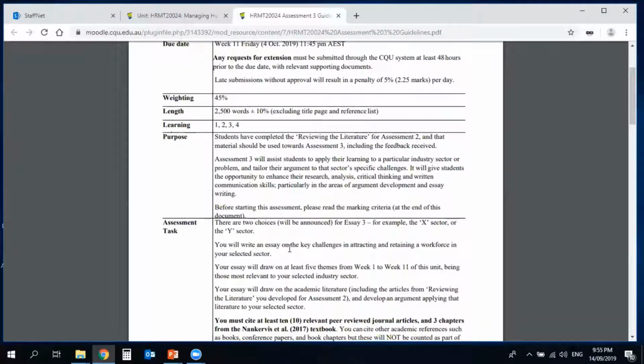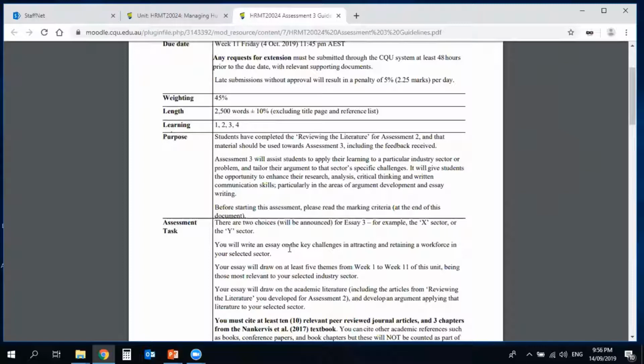What we expect is that this assignment is aligned and will help you to apply the literature that you have gone through in your assessment 2. This assignment is expecting that what you have in your literature while you were going through your assessment 2, you are going to apply it within this assignment to write this essay.